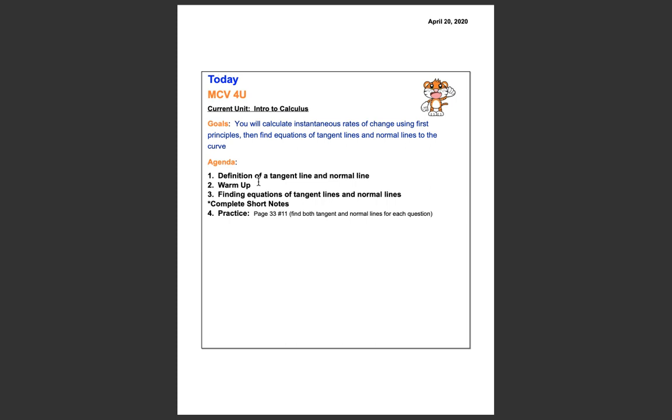We'll do a warm-up question just like we would do on the boards if we were in class, and then we'll fill in our short notes to summarize. And there's just one practice question, it has a couple parts to it, page 33, number 11. And for each one of these, the question says just find the tangent line, but I want you to find both the tangent line and the normal lines for each question.